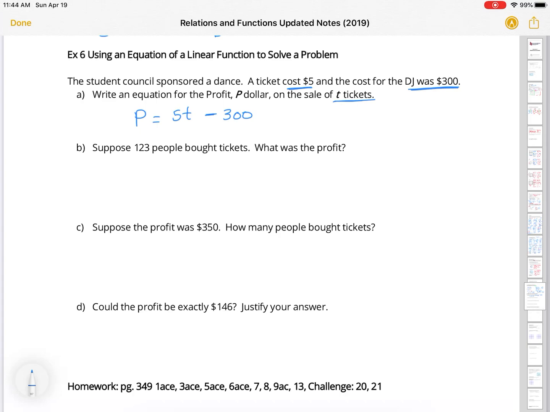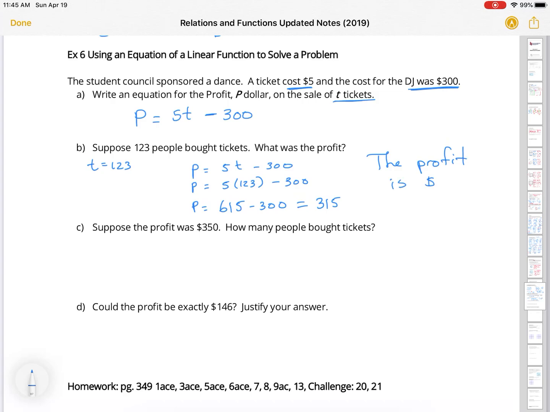Now, next question says, suppose 123 people bought tickets. So T equals 123. What was the profit? So we're going to just substitute in T and figure out what P is. So P is equal to 5T minus 300. We substitute in 123 for T. So 5 times 123 is 615 minus 300, which is equal to 315. So in this case, the profit, woohoo, is $315.